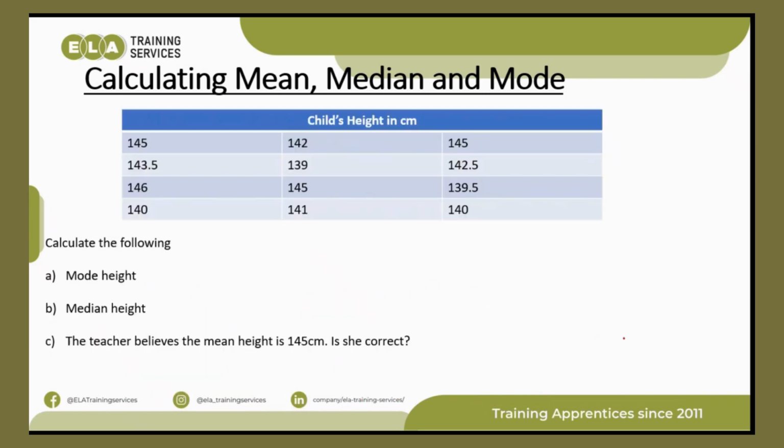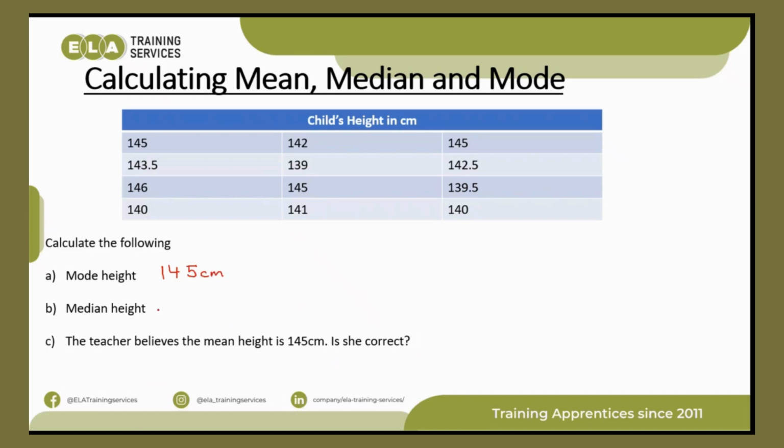So let's have a look now at some questions around this. Here we've got a list of children's heights and we calculate the following. We want the mode, the median, and the teacher believes the mean height is 145 centimetres. Is she correct? So our mode, let's have a look at which number is our most common. And our most common looks like it is 145 centimetres.